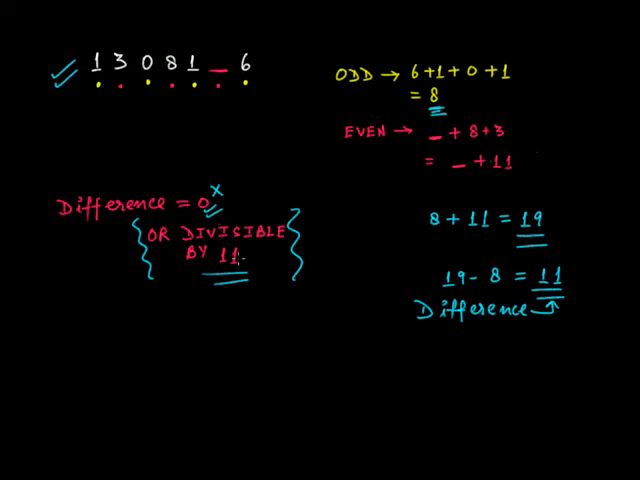The second approach is that the difference comes out as a number that is divisible by 11. Therefore, if we add 8 here, this even sum will become 19, and the difference between even and odd will be 11, and that is divisible by 11. Let's take one more example.